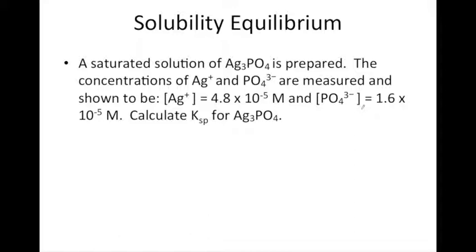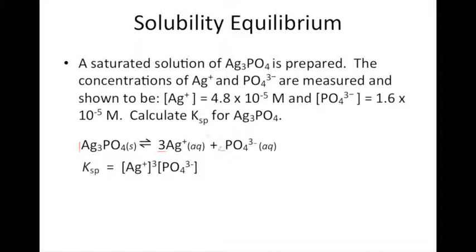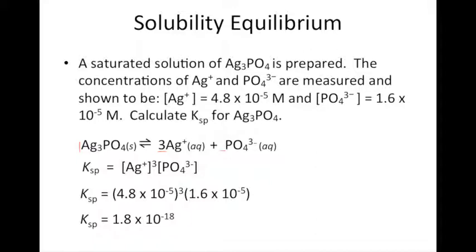So the first thing we want to do is write our dissociation equation for silver phosphate. 1 mole of silver phosphate, when it dissociates, will produce 3 moles of silver ions and 1 mole of phosphate ions. We should be able to write a KSP expression, an equilibrium expression, which would equal the concentration of silver cubed times the concentration of phosphate to the first. Now all we have to do is plug in our values, which are given, and solve for KSP. And you see we get 1.8 times 10 to the minus 18.